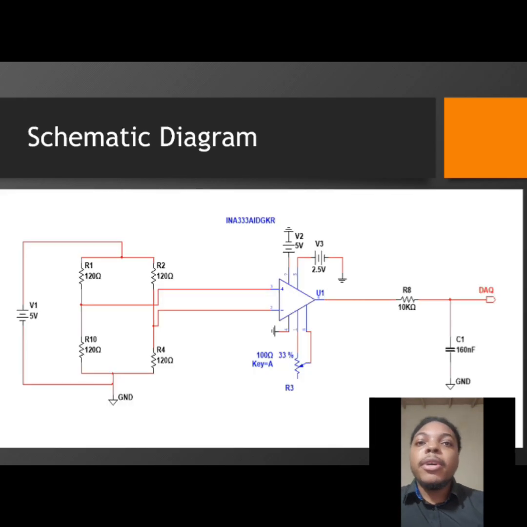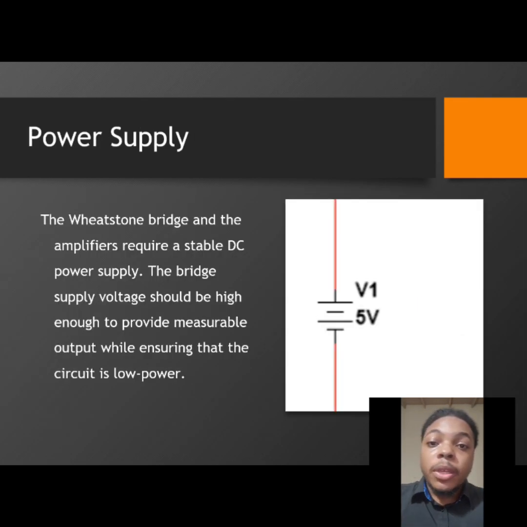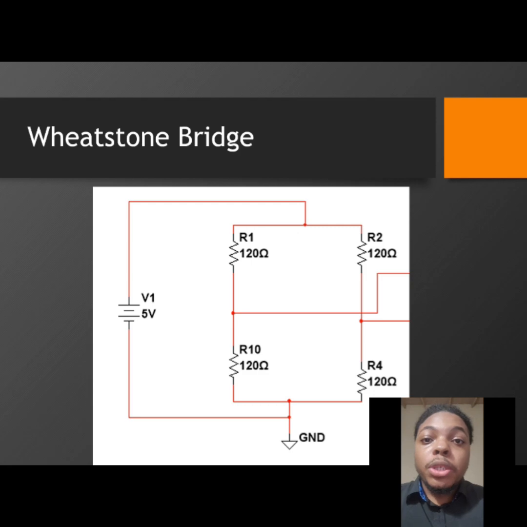So here is the schematic diagram my colleagues and I have designed in order to achieve these objectives. We will be going into the schematic diagram section by section, starting with the power supply. So, the Wheatstone bridge and the amplifiers require a stable DC power supply. With this reason, we have decided to go with the 5-volt power supply. We will now go into the Wheatstone bridge, which will be covered by my colleague Kenroy Henry.